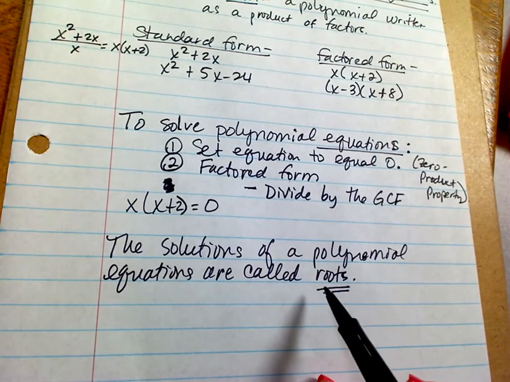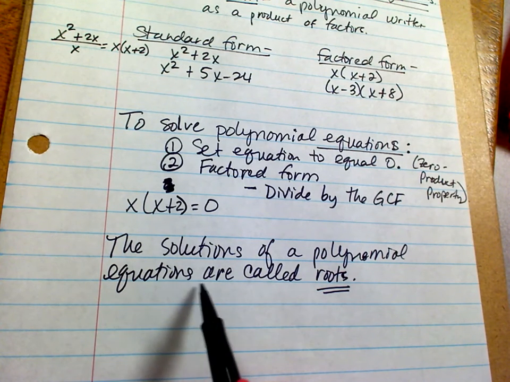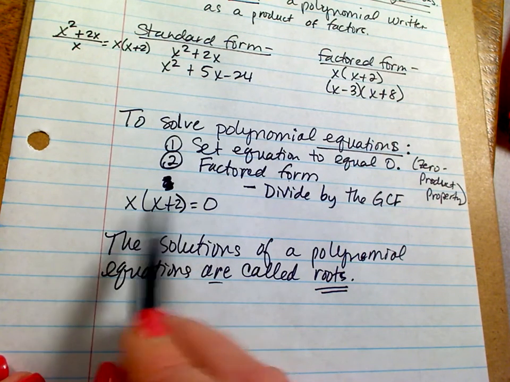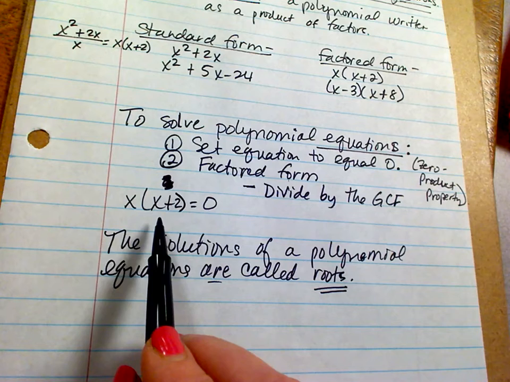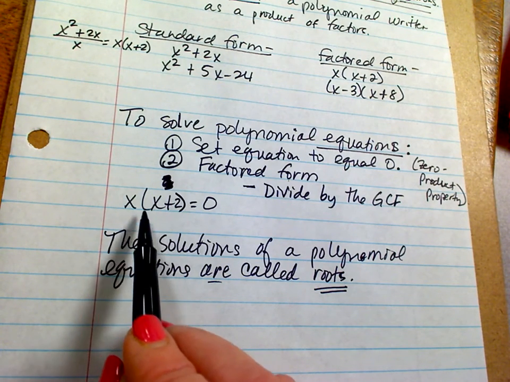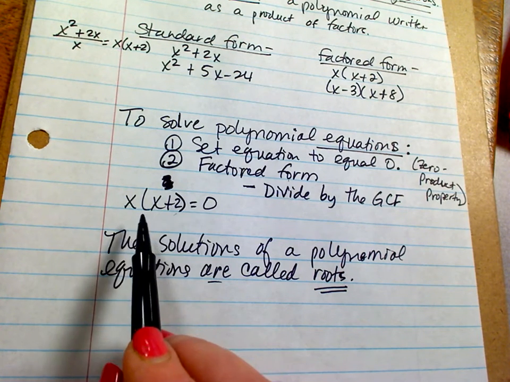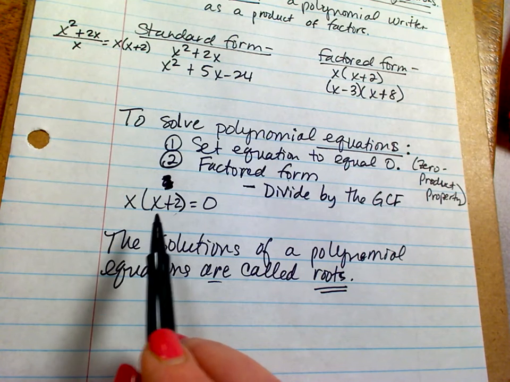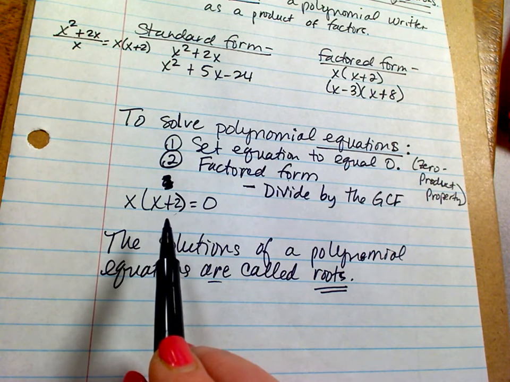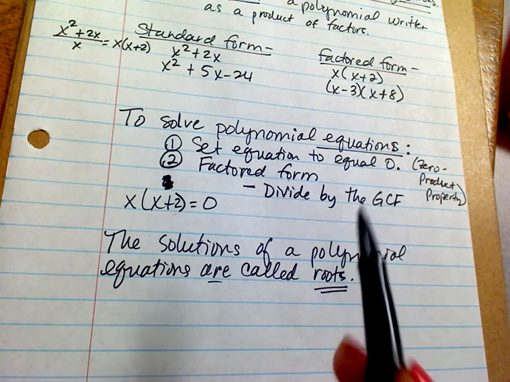The one other terminology I want you to get used to is that the solutions of a polynomial equation are called roots. Once I find out what x is going to equal to make this true, those are your roots. So when they talk about solutions and ask you to find the root, they're trying to find the solution that makes this equation true. Sometimes you're going to have 1 root, 2 roots, 3 roots. You can even have what we call repeated roots. So we're going to talk about that.